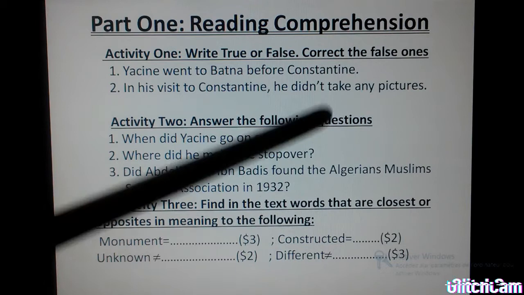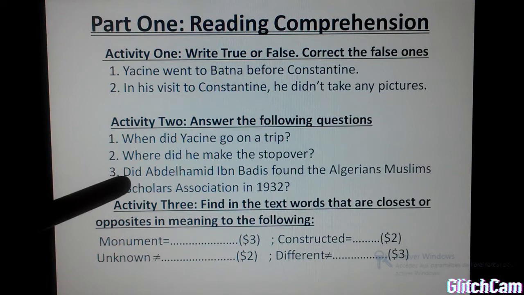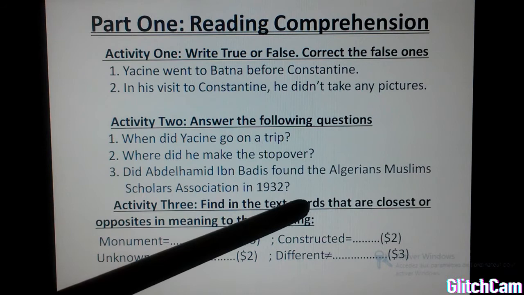Two questions with WH means when, where, what, and so on. And the third question generally involves an auxiliary, was, is, are, did, do, etc. So the answer is yes or no, and of course you carry on your answer.